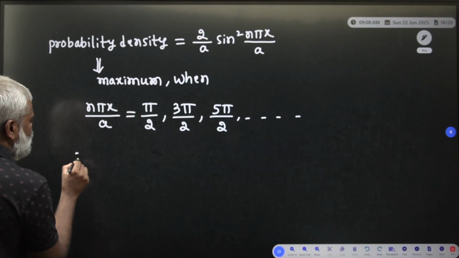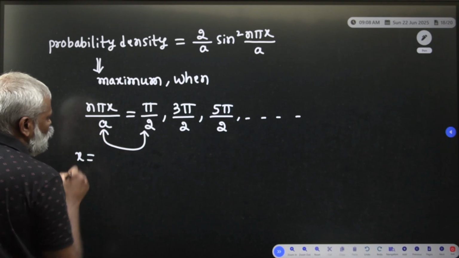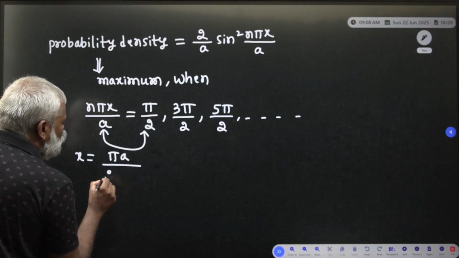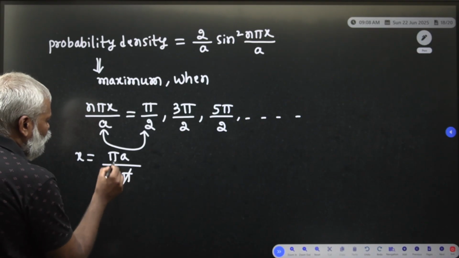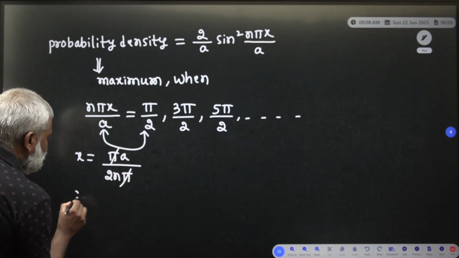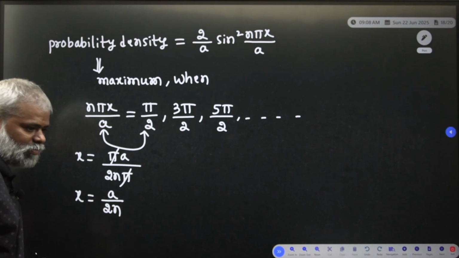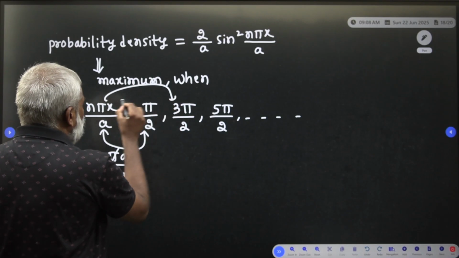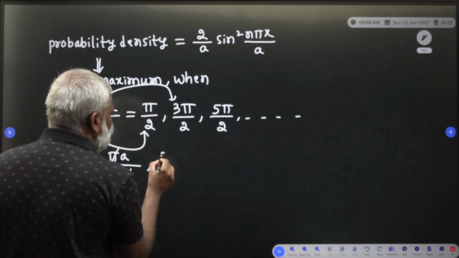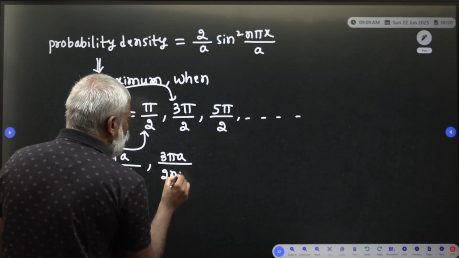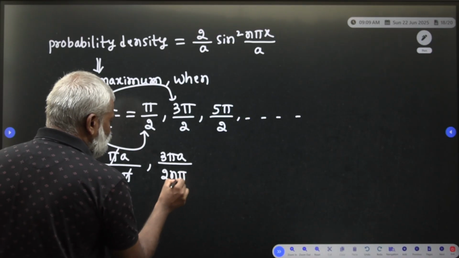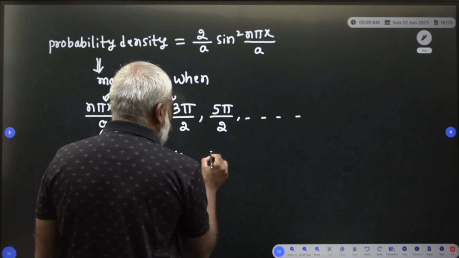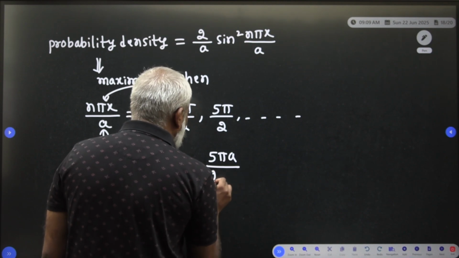Now compare these two. First, x is equal to a/2n, since the π's cancel. Then for 3π/2, x is equal to 3a/2n. Similarly, for 5π/2, x is equal to 5a/2n. These are the positions xn.